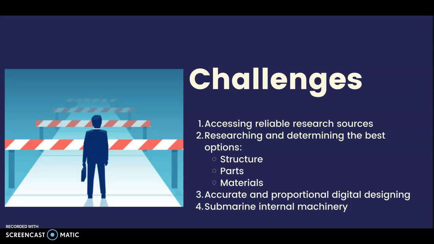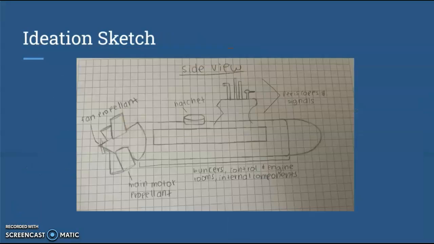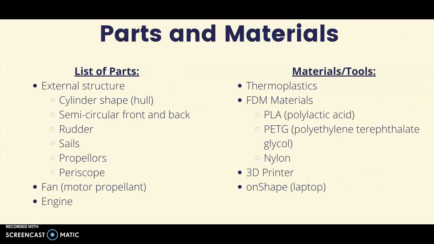And one of the last challenges was finding out how the submarine works in terms of machinery, like learning about the propellers and engines, but we managed to get around these challenges. So this is a picture of our ideation sketch, and as you can see, we added fan propellers and the motor propellers, the hatch, the periscopes and signals, and then the main body of the submarine as well.